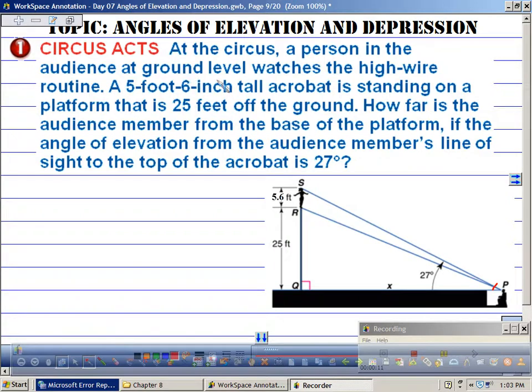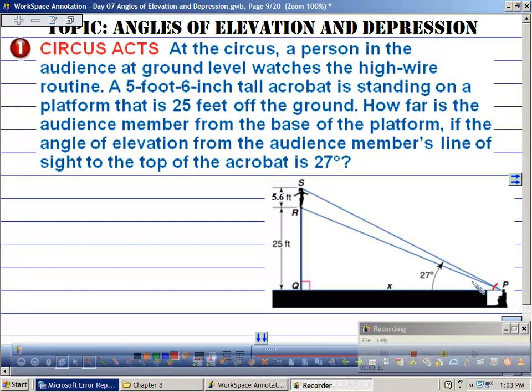A 5'6" tall acrobat is standing on a platform that is 25 feet above the ground. Okay, so here's the platform. There's the acrobat, right? She's 5'6". She's 25 feet in the air. How far is the audience member from the base of the platform if the angle of elevation from the audience member's line of sight to the top of the acrobat is 27 degrees?